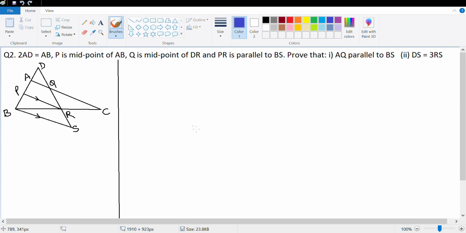Hi guys, let's look at the next question, question number 2. We are still on equal intercept theorem, but before I solve question number 2, let me just quickly revise what is equal intercept theorem.